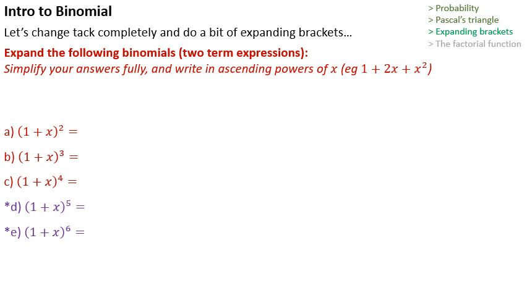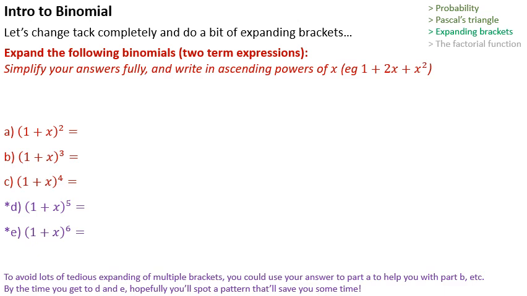Think about what you would do if you know how to expand brackets, but you don't necessarily know anything more sophisticated about how to deal with higher powers. I'd like you to simplify your answers in full. So if you've got terms that can be collected, like plus x plus x, I want you to turn it into plus 2x, and then write them in ascending powers of x. In other words, from the constant term, and then the x term, and then the x squared term, then the x cubed term, and so on. Just like this first example, 1 plus 2x plus x squared.